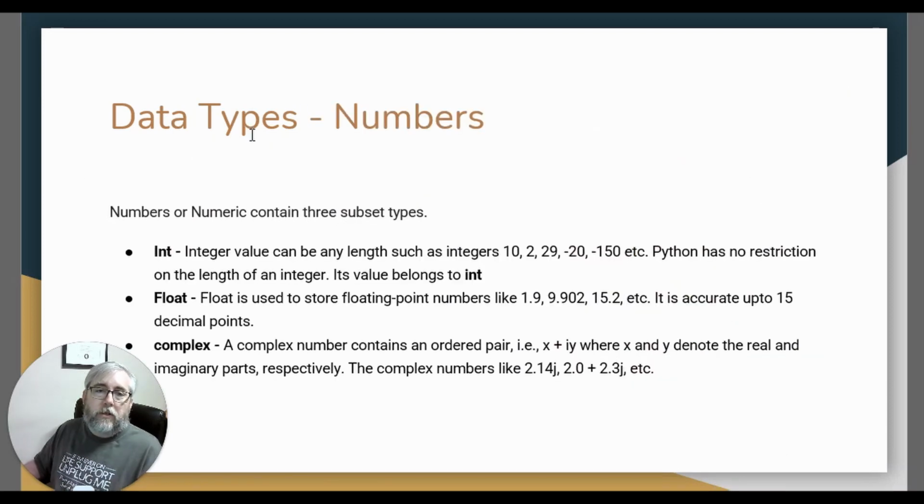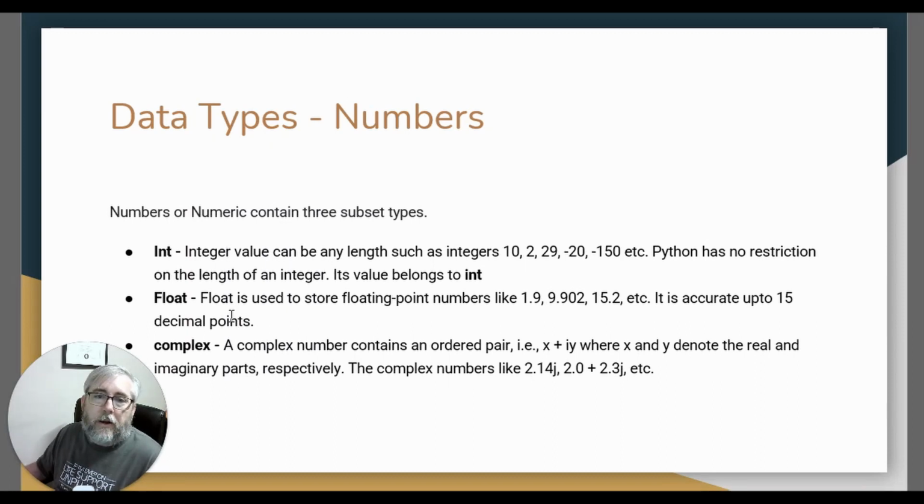Alright, so data types and numbers. The numbers in numeric contain three data subsets, as I was talking about, or subtypes. An integer essentially is a whole number, and it can be positive or negative, with no restrictions on the length of an integer. And typically we see that as int.